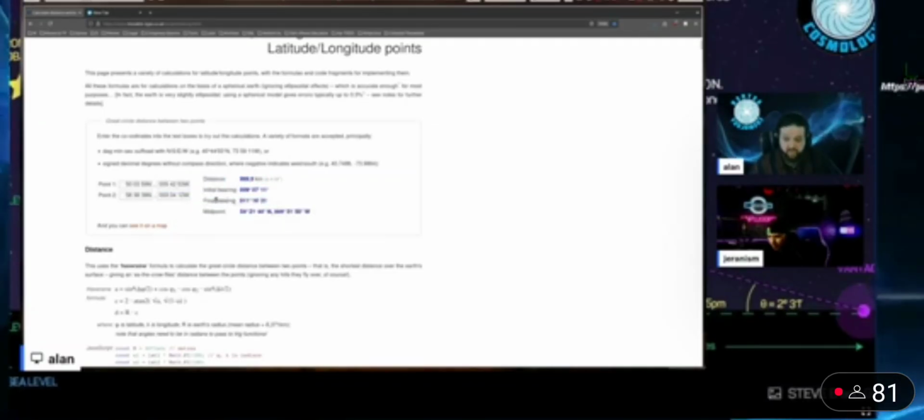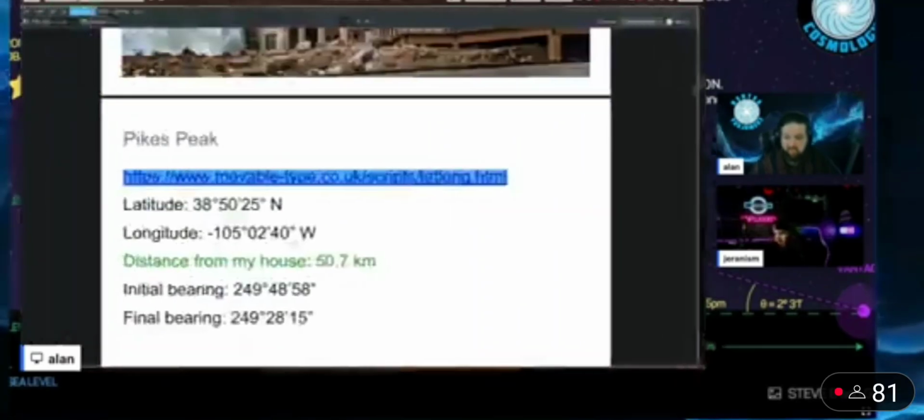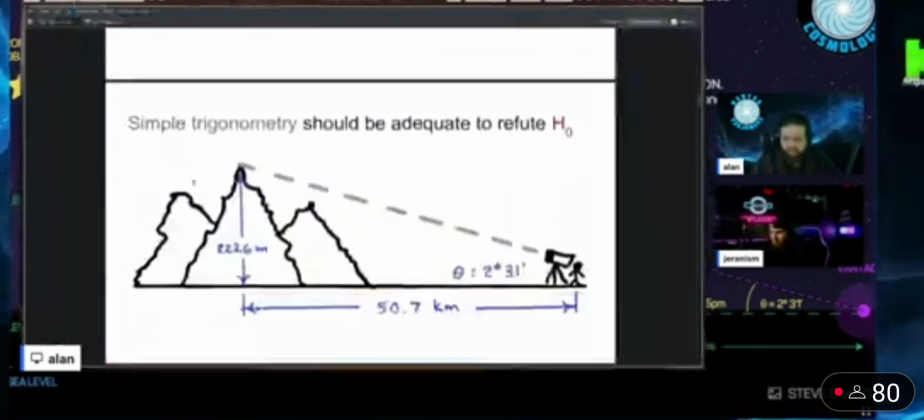So the two important points that you're going to need here are your distance, which is going to be part of our triangle, and the final bearing, which is going to be useful for how we use Stellarium later to look for stars that are going to be intersecting with our triangle. Okay. All right.